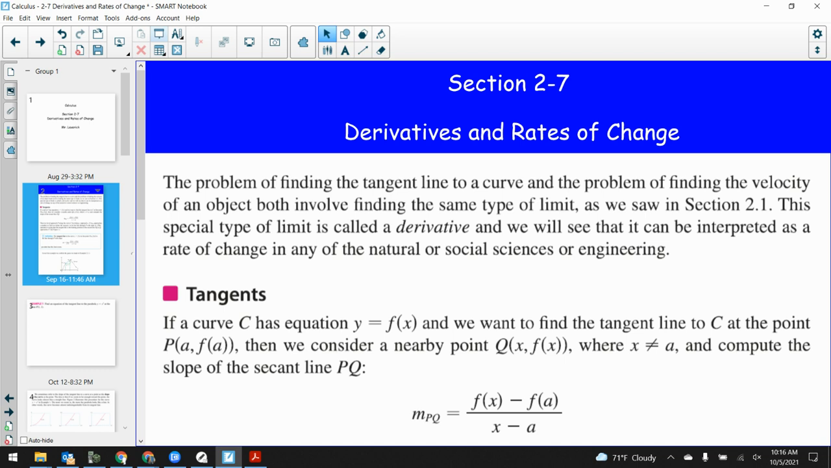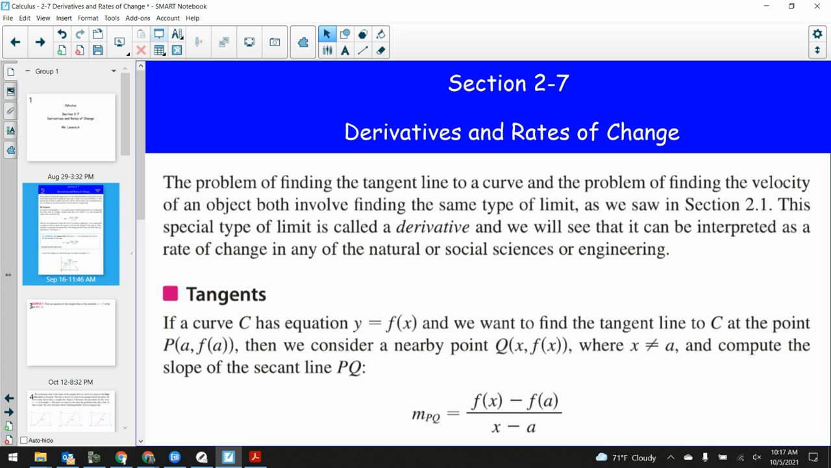Okay, we will see that it can be interpreted as a rate of change in any of the natural or social sciences or engineering. Derivatives have a wide variety of implications. The main topic that we're going to relate it to is physics. So if you are in physics, this will make sense to you a great deal. There are a lot of other different topics that it relates to, though. Like if you study a great deal of economics, you can talk about derivatives within economics too, and I kind of hint at it later on today.